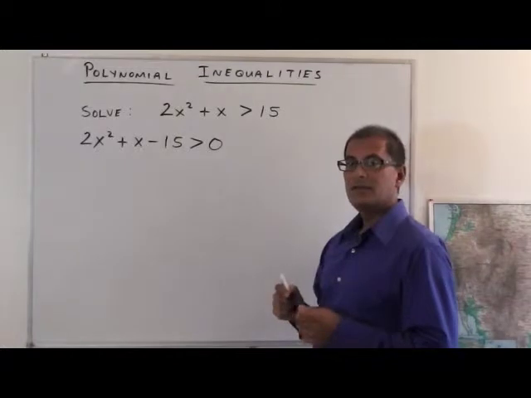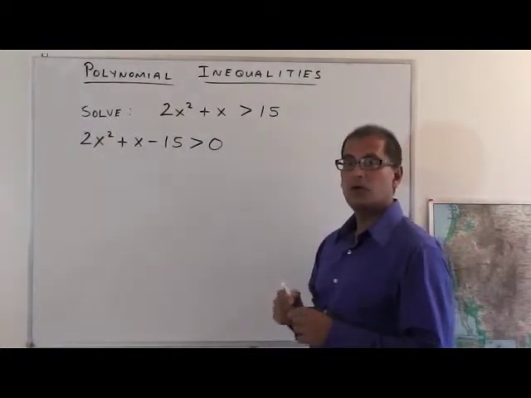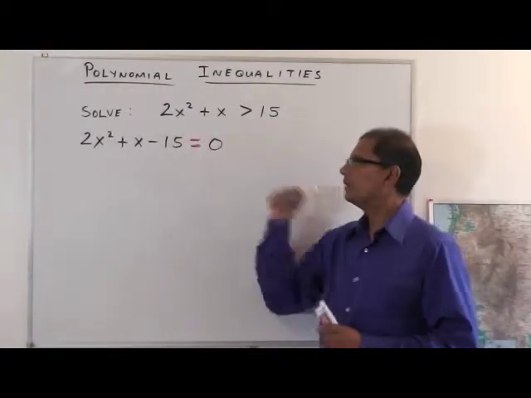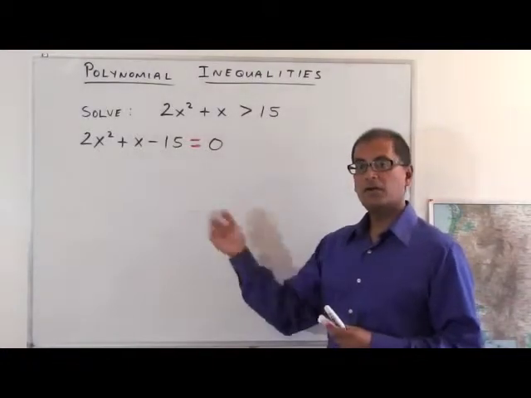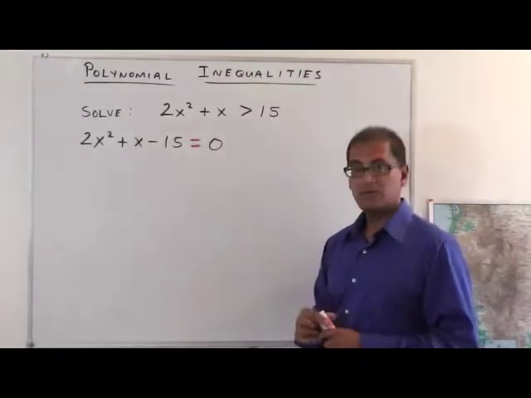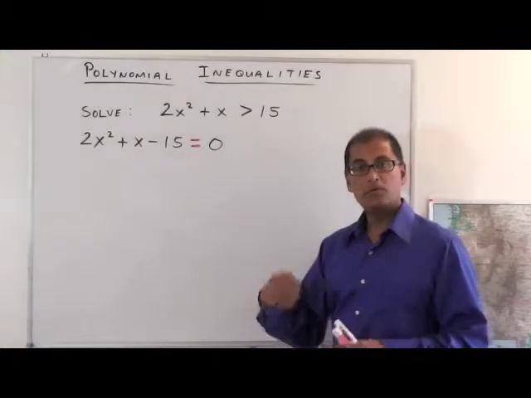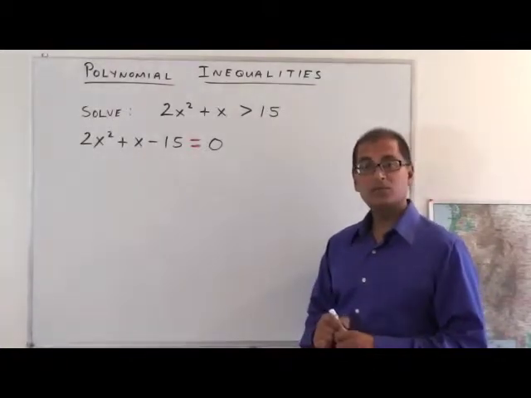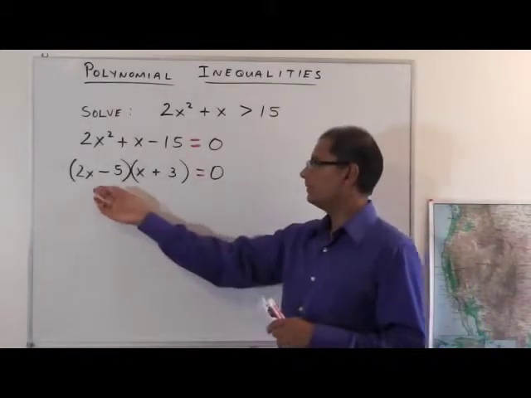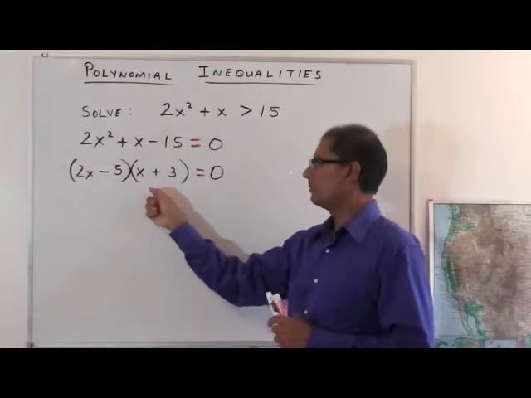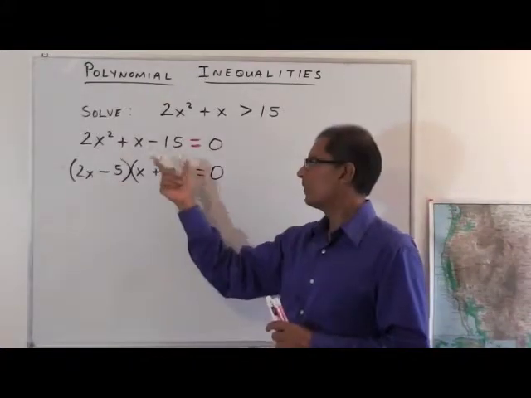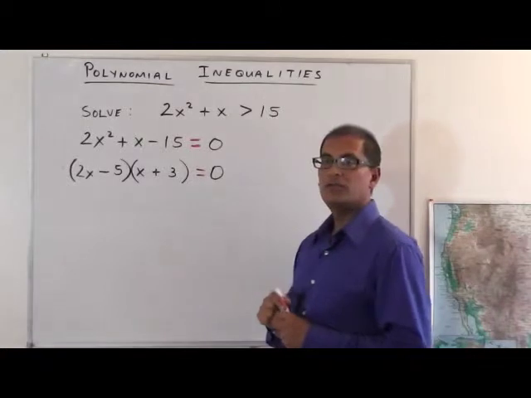The next thing is you think of this as if it were an equation. So if this were an equation, there would be an equal sign here, and to solve a quadratic equation like this, we would either factor or use the quadratic formula. In this case, we can try factoring. And so if we factor it, we get 2x minus 5 times x plus 3 equals 0. So you can try trial and error and factor it into those two factors.